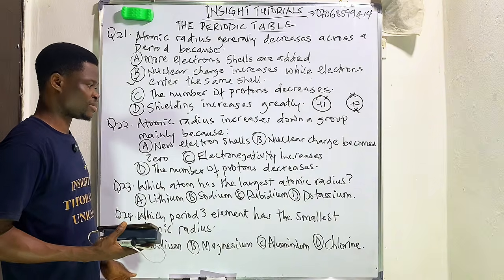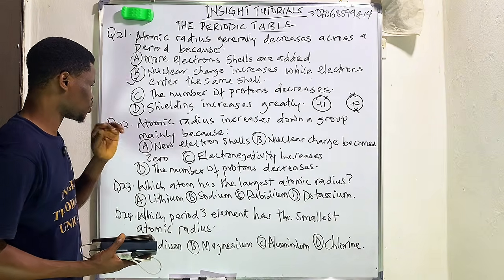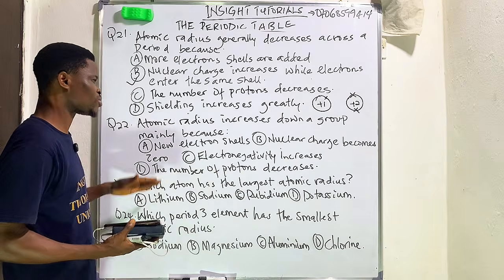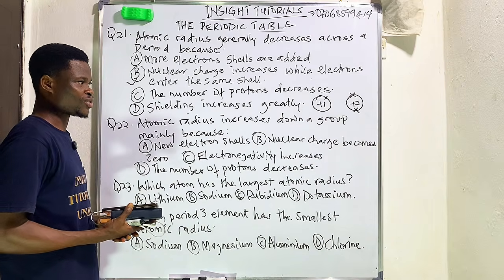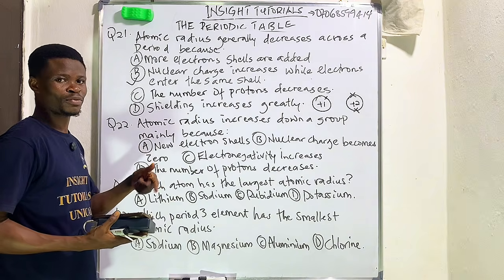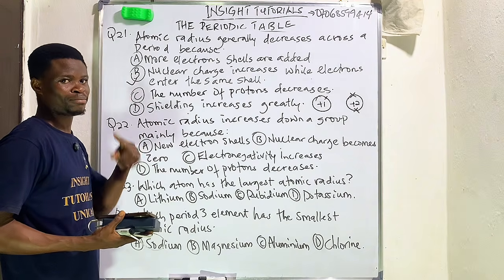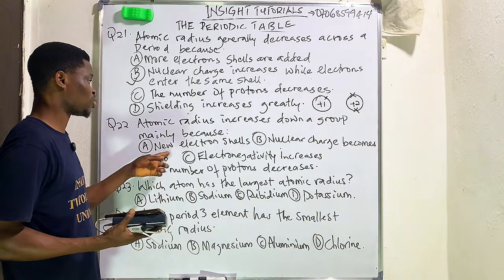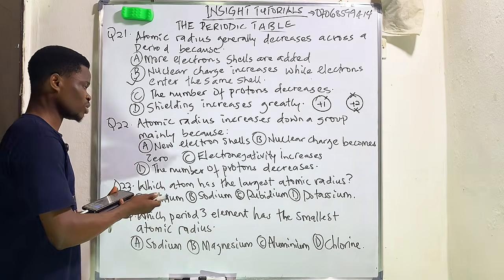So you see there's an increase in protons. So option D is also out of it. Option B says nuclear charge becomes 0. Now that's not true, because the charge of each of the elements in group 1 is +1 in terms of their charges, right? So it's not 0. So the correct option is new electron shells.